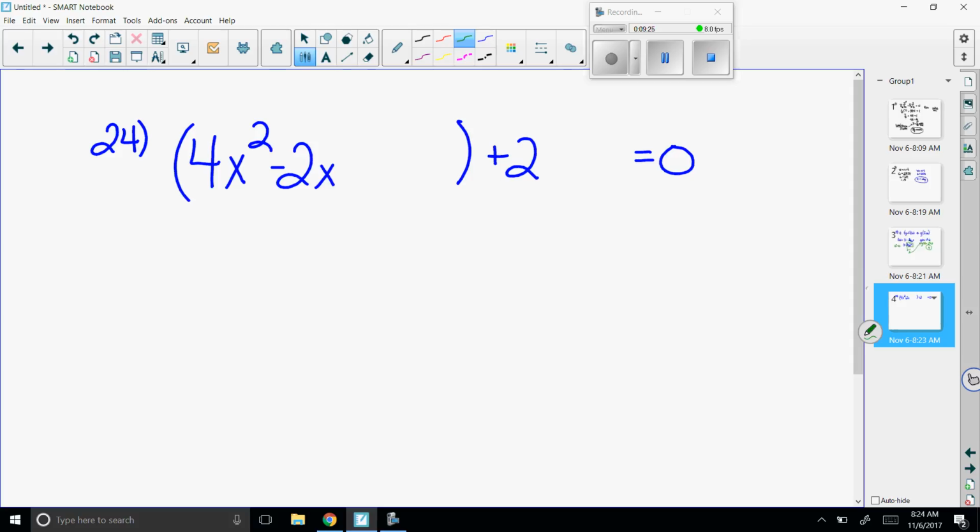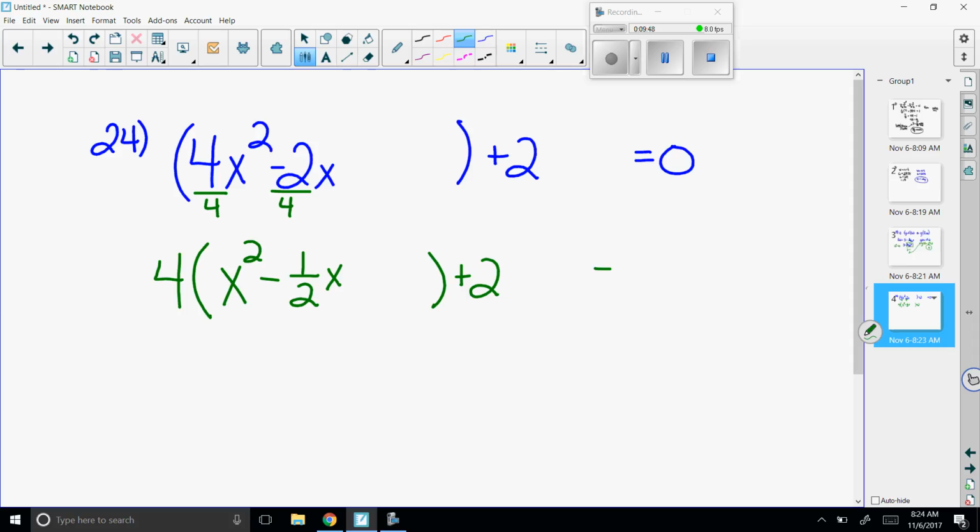What's the next step we do? Yep, we're going to factor out the coefficient of x squared, which means I'm going to factor out a 4, or divide everything by 4, which leaves you with x squared minus 1/2 x. Oh, mistake in the very first part right there. Well, none of my numbers like this. Now what do we do?